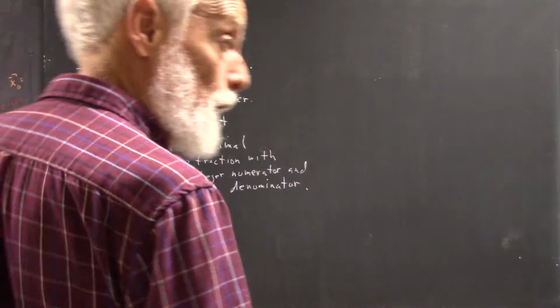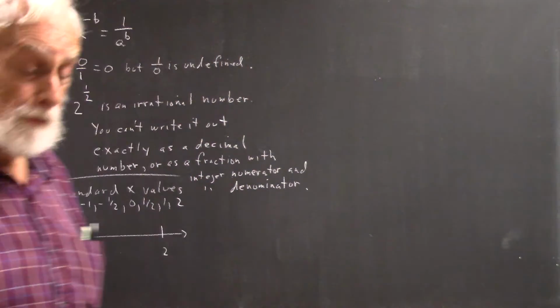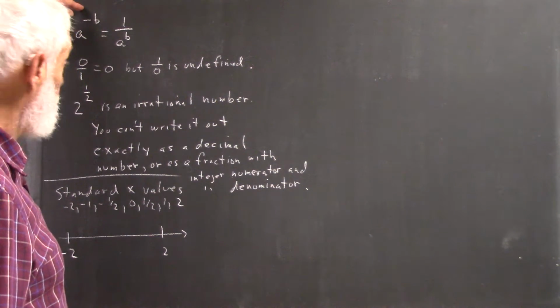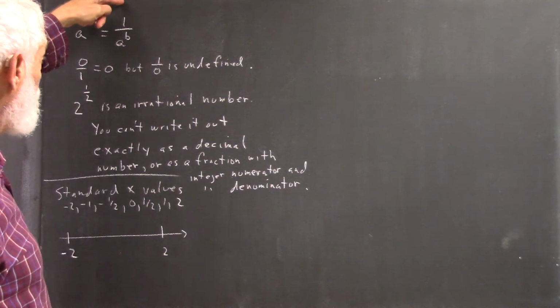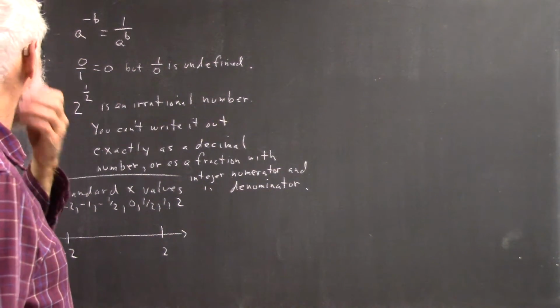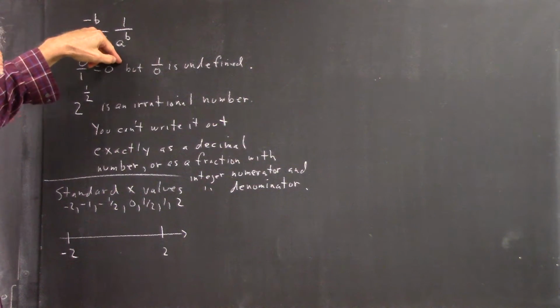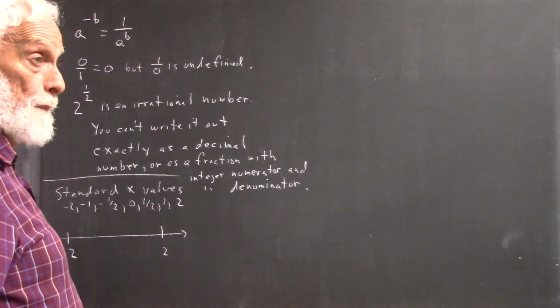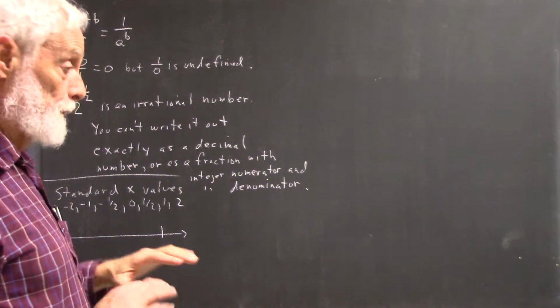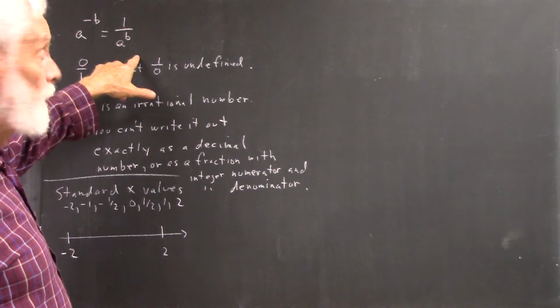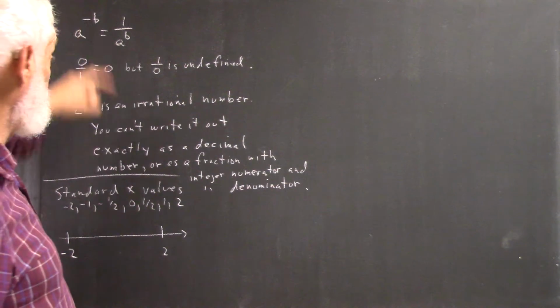A couple of rules of arithmetic that people tend to lose track of. Okay, first of all, a raised to the negative b means what? It means 1 divided by a to the b. So a to the negative b is 1 over a to the b. There are reasons for that. We'll see the reasons, but right now we simply have to understand that that's the definition of what it means to have a negative exponent.